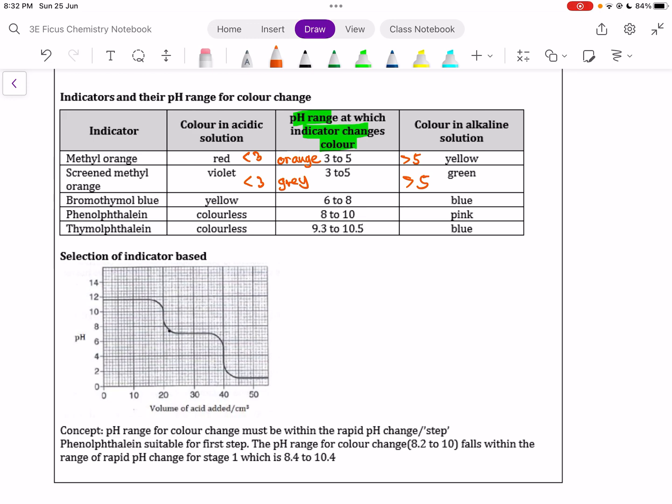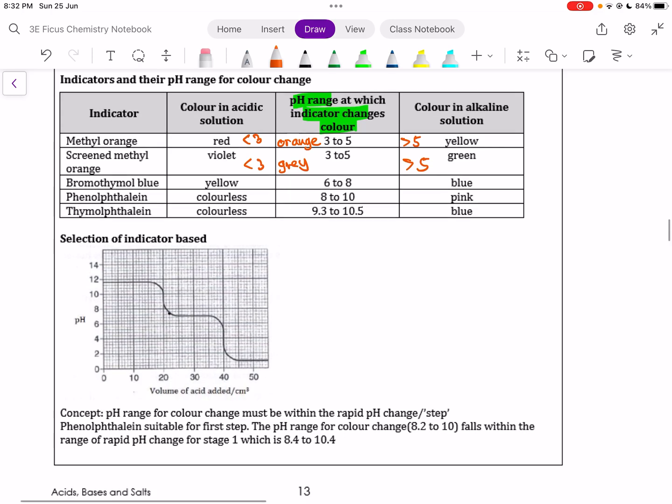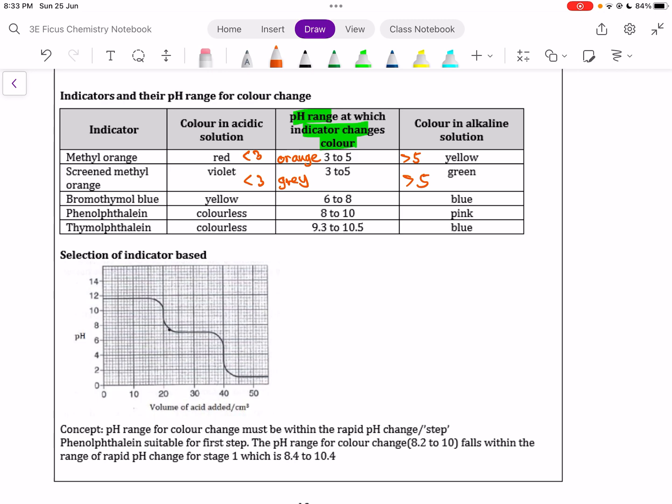Then here and there you have other indicators, like phenolphthalein, which is seldom used these days, as well as dimethylene. That one I think appeared in the 2020 O-level practical, but it's something that we don't usually use. What you really need to know is the color at which the indicator changes color.